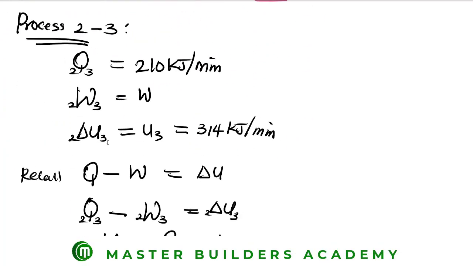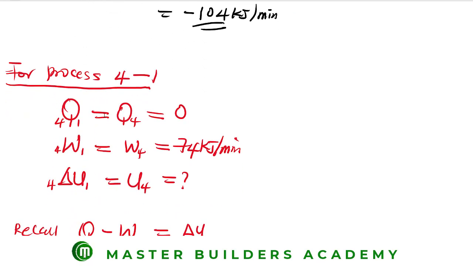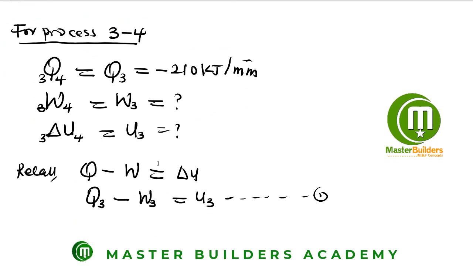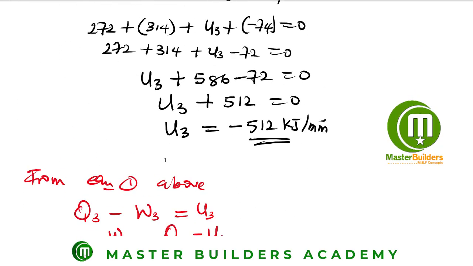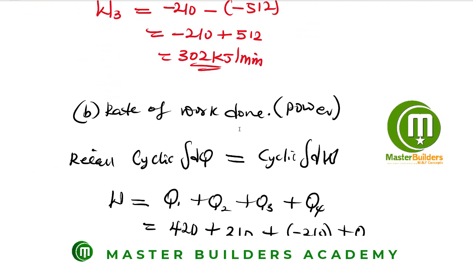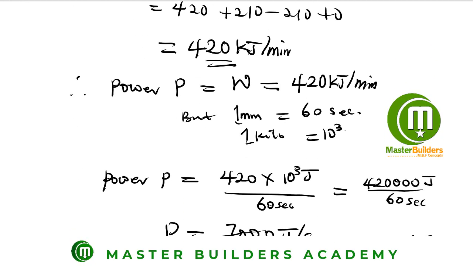Let the unit be in horsepower, and that is what we have just done. Through process 1 to 2, we find U1; process 2 to 3, we find W2; process 4 to 1, we find U4; and then process 3 to 4, we find U3 and then W3. And finally, we are able to find the rate of work done, which is power, and then the cyclic summation: for every cycle process, the sum of heat is always equal to the sum of work. And then in this case, we have all of this summed up. We have this in joule per minute.